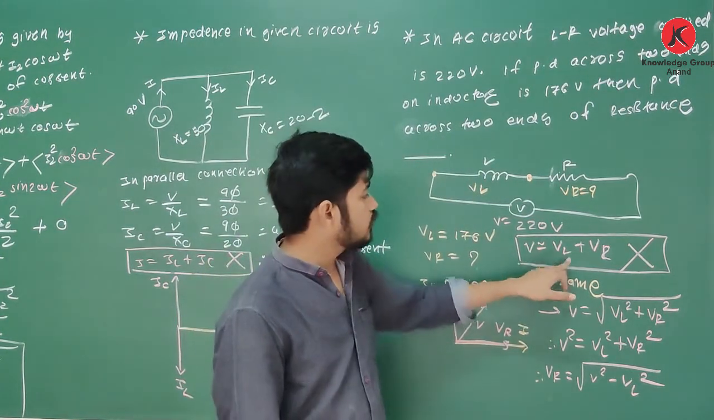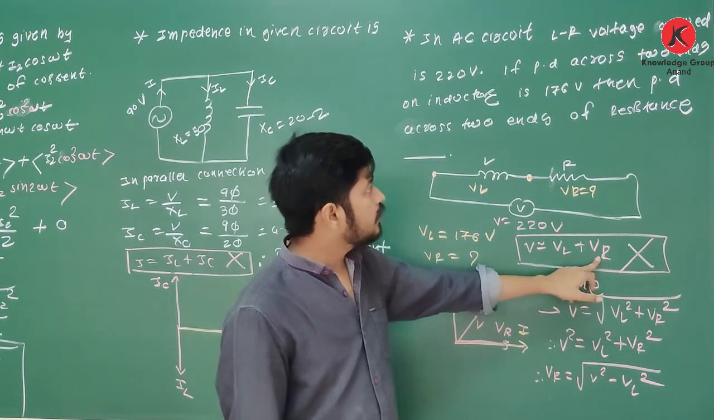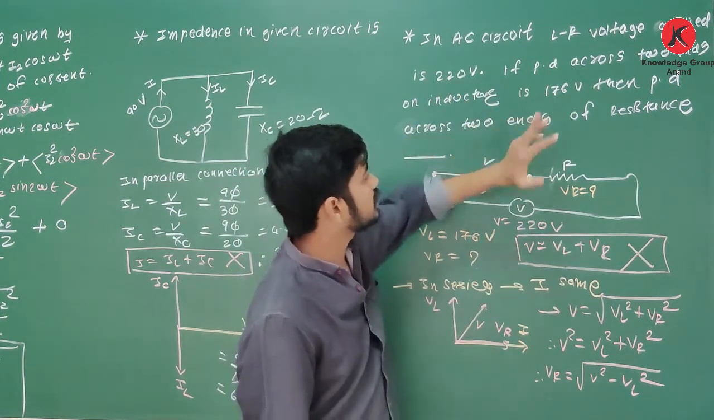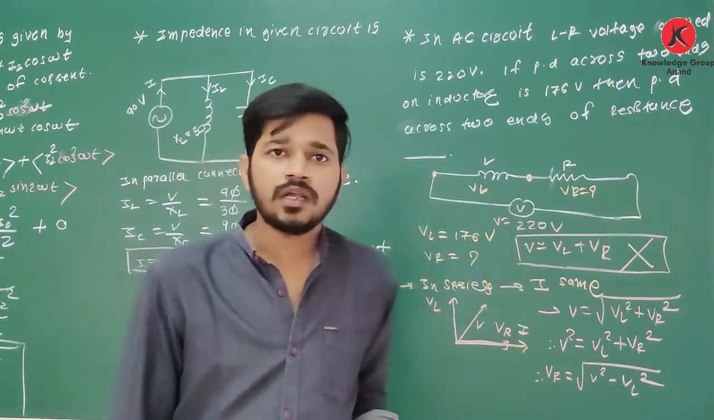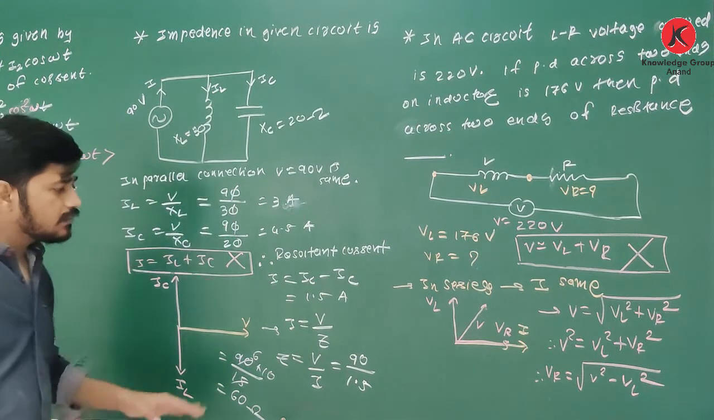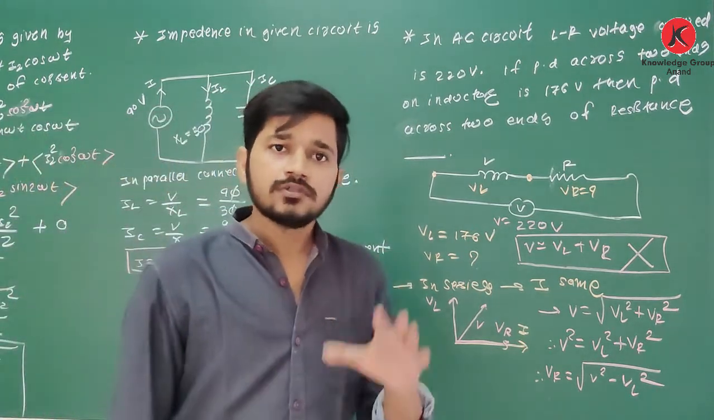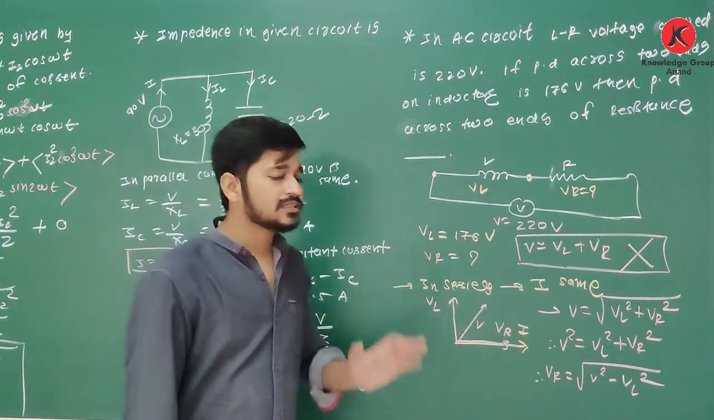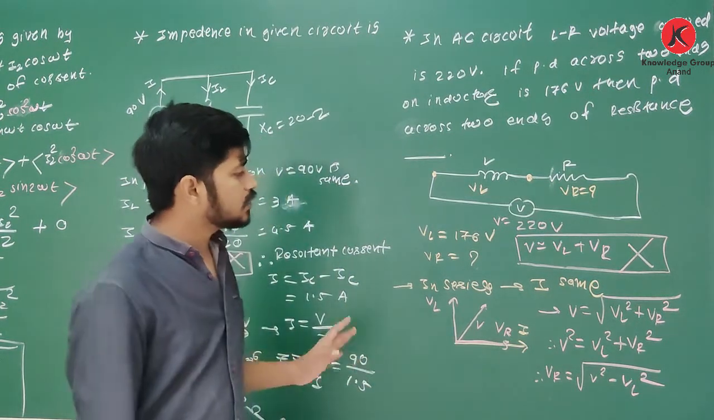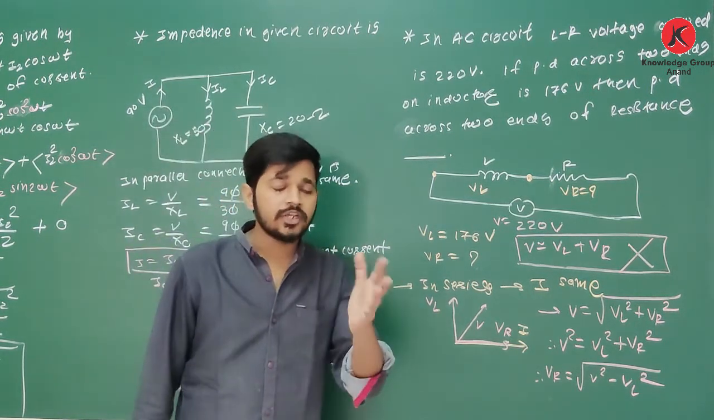Otherwise, you will be given this direct answer option. If V is equal to VL plus VR, then making VR the subject, VR is equal to V minus VL, then 220 minus 176. The option will be available. In this case also, the option will be available. According to DC, you have to consider these cases. Clear? So there are some extra questions for you to understand or to clear your concept.